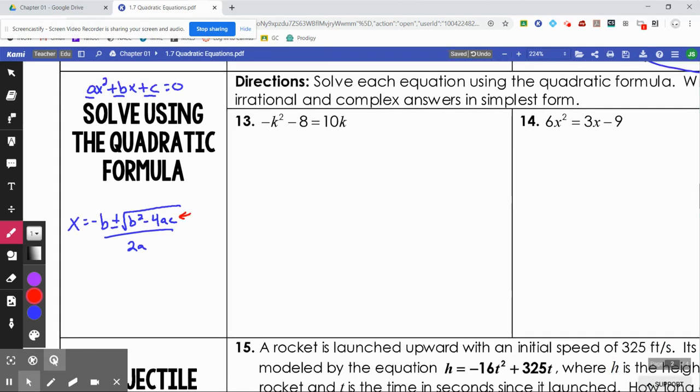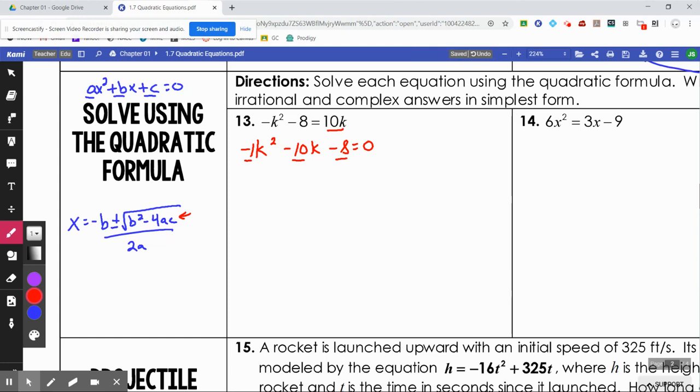That's it. So in number 13, this is not in standard form. It does have to equal 0, so we're going to move our 10k over. It gives me negative k squared, a negative 10k, and a negative 8, and now I can very easily identify the a, which is negative 1, the b, which is negative 10, and the c, which is negative 8.